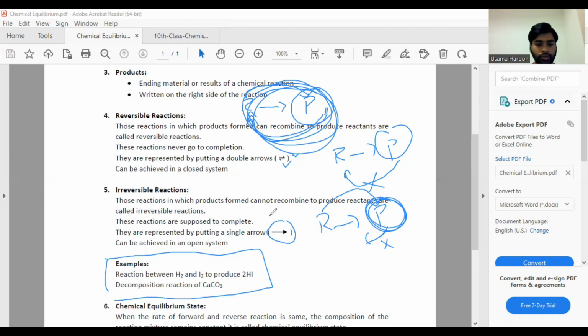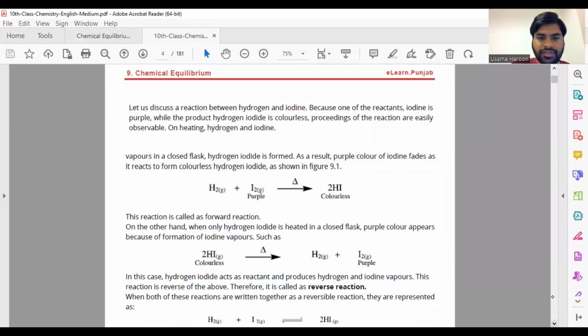open system. So in examples, I've just written a reaction between hydrogen and iodine to produce hydrogen iodide, and the decomposition reaction of calcium carbonate. So let's just discuss these examples from your book. Let's discuss the first example, that is of hydrogen and iodine.